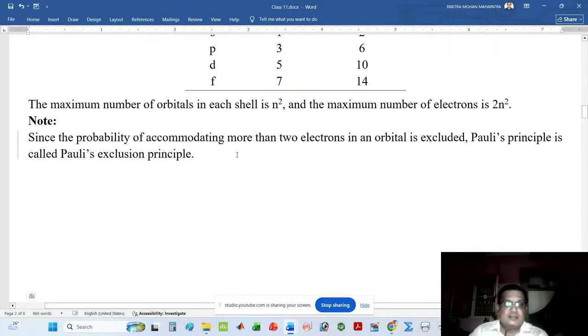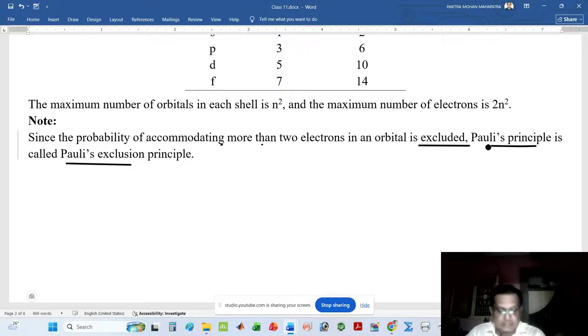Here I have written, look at that. Why is this principle called Pauli's exclusion principle? Because the possibility of accommodating more than two electrons in an orbital is excluded. So this principle is called Pauli's exclusion principle, from the word excluded, hence exclusion is written.